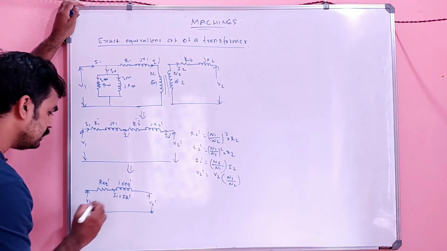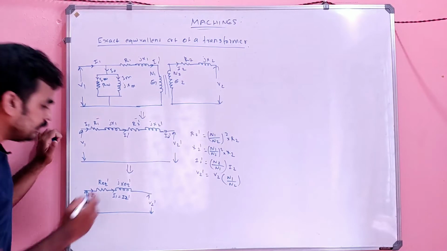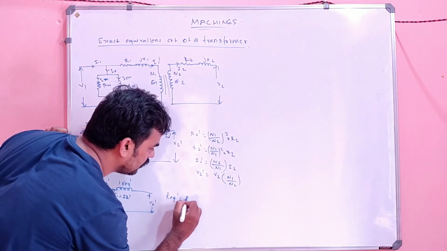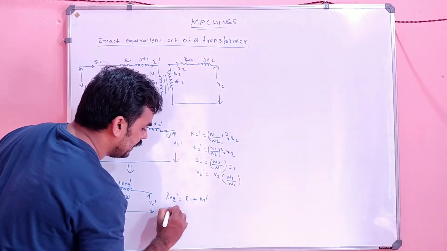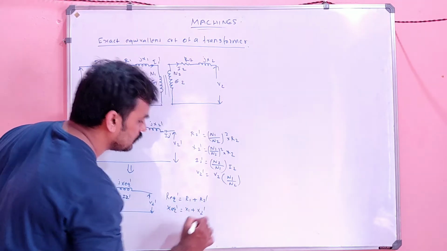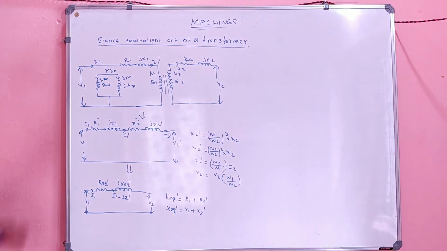and this R equivalent, jX equivalent and V1, and this I1. This R equivalent dash is nothing but R1 plus R2 dash. X equivalent dash is nothing but X1 plus X2 dash. So this is the exact equivalent representation of, finally what you get from a transformer.